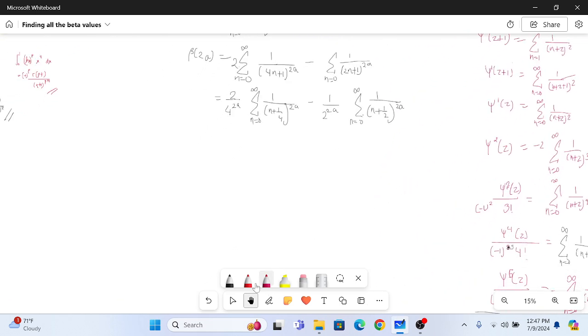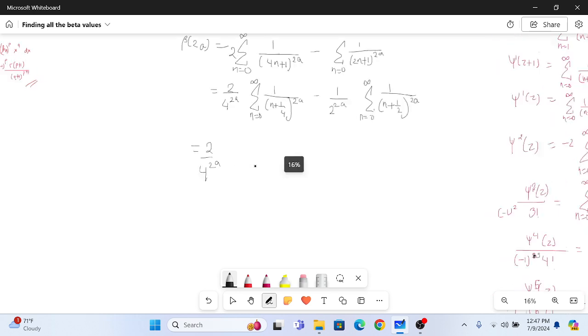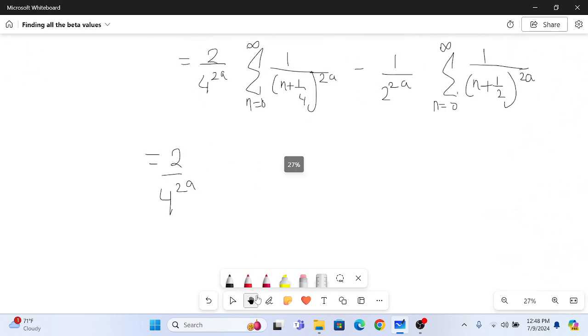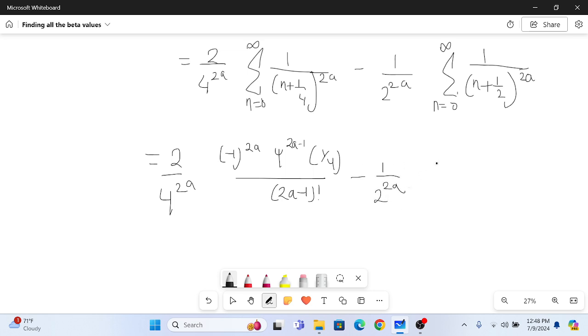Okay, I got that. So over here it will be 2 by 4 to the power 2a, yes, and now this will be minus 1 to the power 2a, digamma to the power 2a minus 1 of 1 by 4, by 2a minus 1 factorial. Yes, now minus 1 by 2 to the power 2a and minus 1 to the power 2a, digamma to the power 2a minus 1 of 1 by 2, by 2a minus 1 factorial. Okay, so we have finally done a lot of work. Yes, and I guess we should be closer to the answer. I guess we are doing correct.